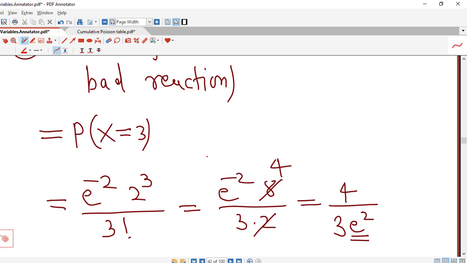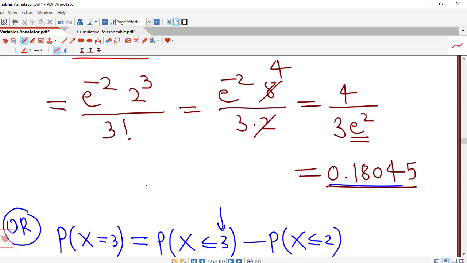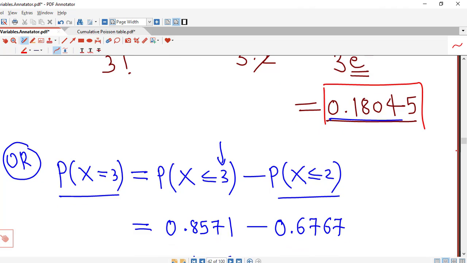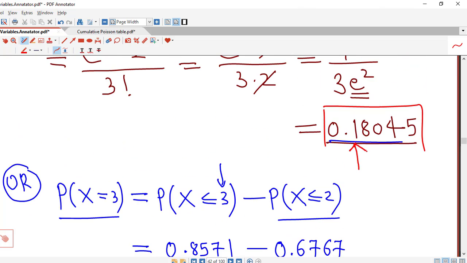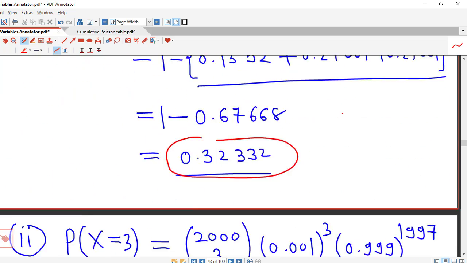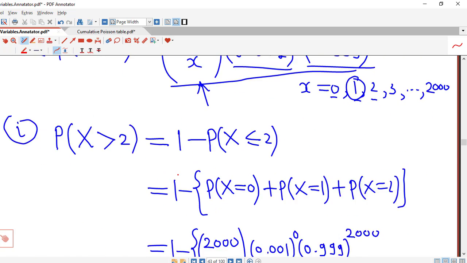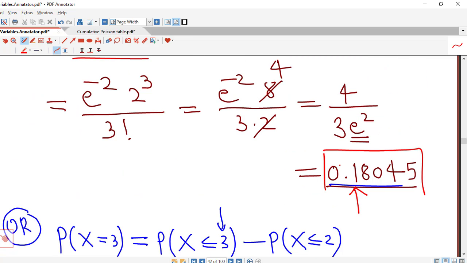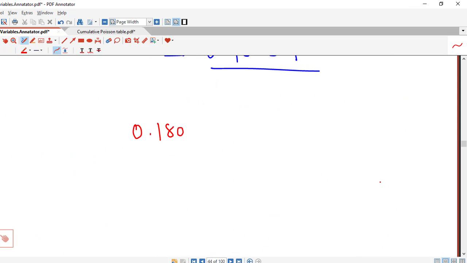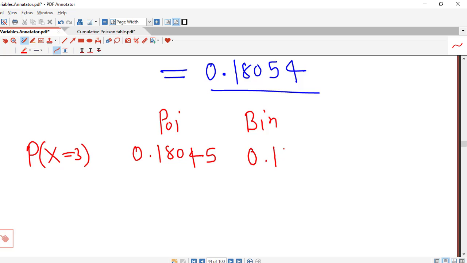Now in the second part, the probability that capital X equal to 3 using Poisson distribution is 0.18045, and using binomial distribution we obtain 0.18054. This is the probability that capital X equal to 3 using Poisson distribution, and using binomial distribution we obtain 0.18054. So we can see both are exactly the same up to 3 decimal places.